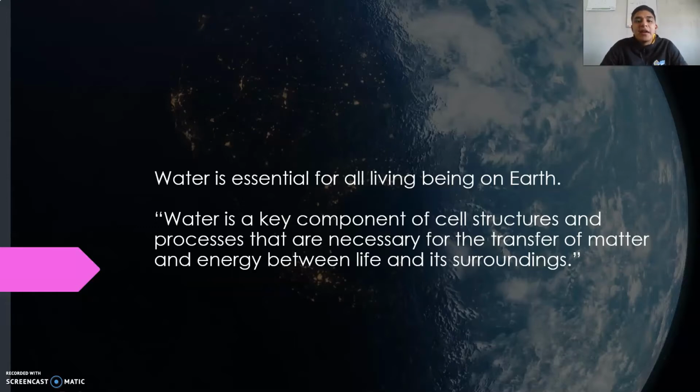And what will happen if animals in a jungle don't have access to water? Well, pretty much what happens to plants. They are going to die. So water is essential. It is in every single one of the living cells of living beings around our planet. Water is a key component of cell structures and processes that are necessary for the transfer of matter and energy between life and its surroundings. So no matter what happens, if a living being doesn't have access to water, it will just die sooner or later.